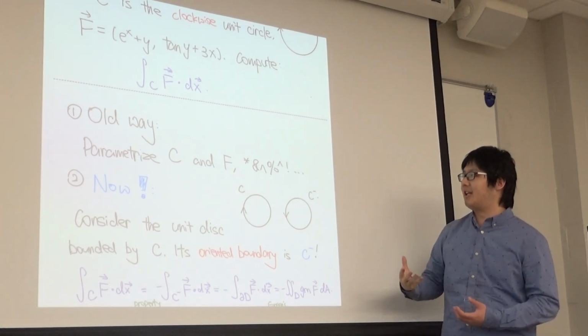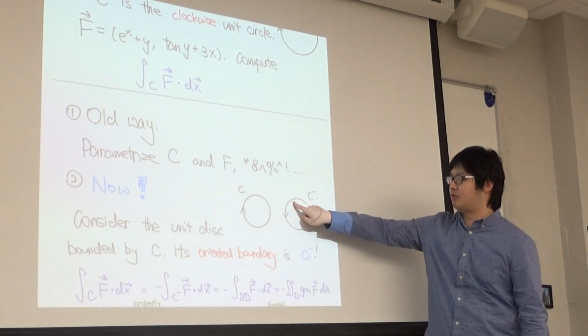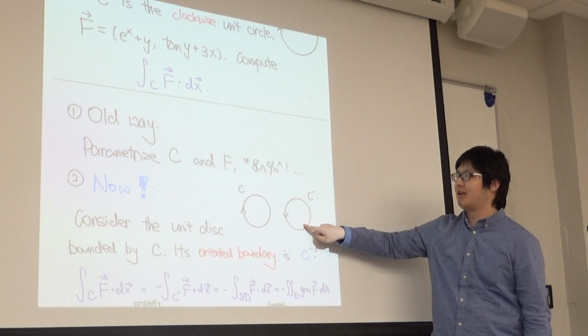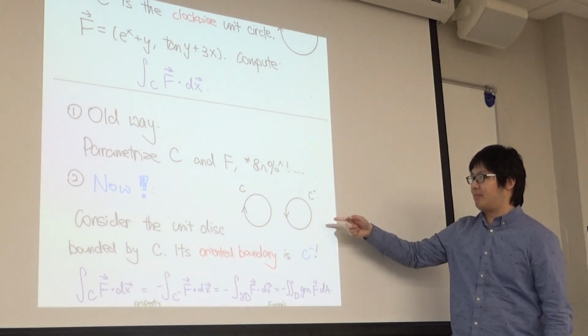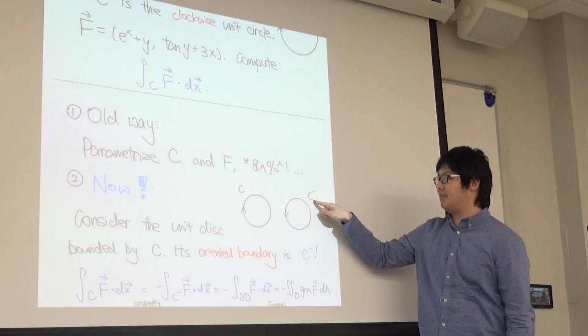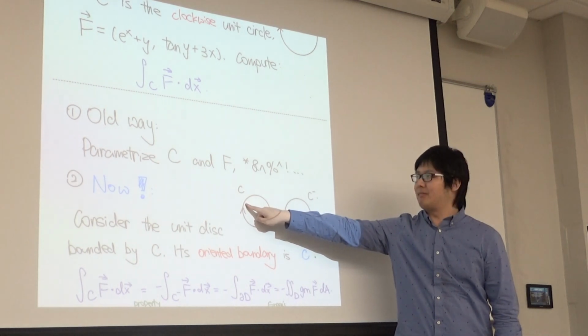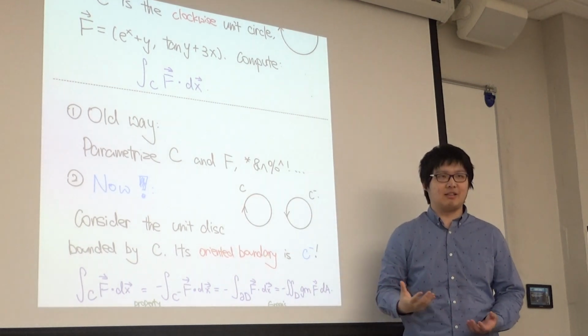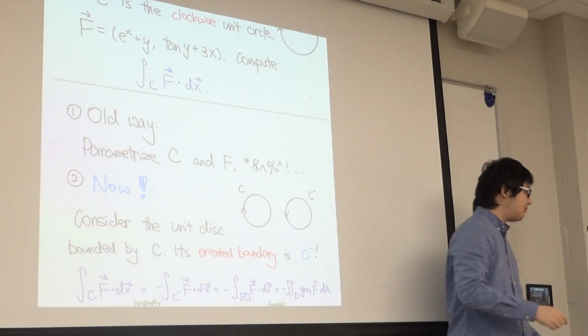So C minus is the oriented boundary of this disk. This relates C minus to this region by Green's theorem, and then we can relate C minus and C from our knowledge in line integral class.